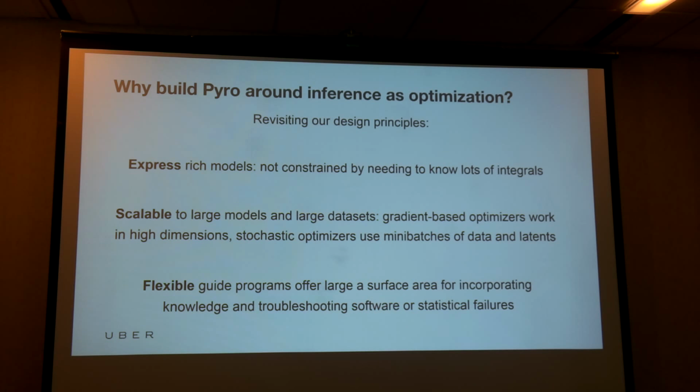And finally, guide programs are flexible, right? They offer a large surface area for incorporating knowledge about how inference should work. So in our scale guide, we added this positivity constraint, and we also forced the approximate distribution to be a normal distribution. And similarly, since these are just programs, we have a lot of tools. We can reuse all of our existing tools for troubleshooting software failures or statistical failures.